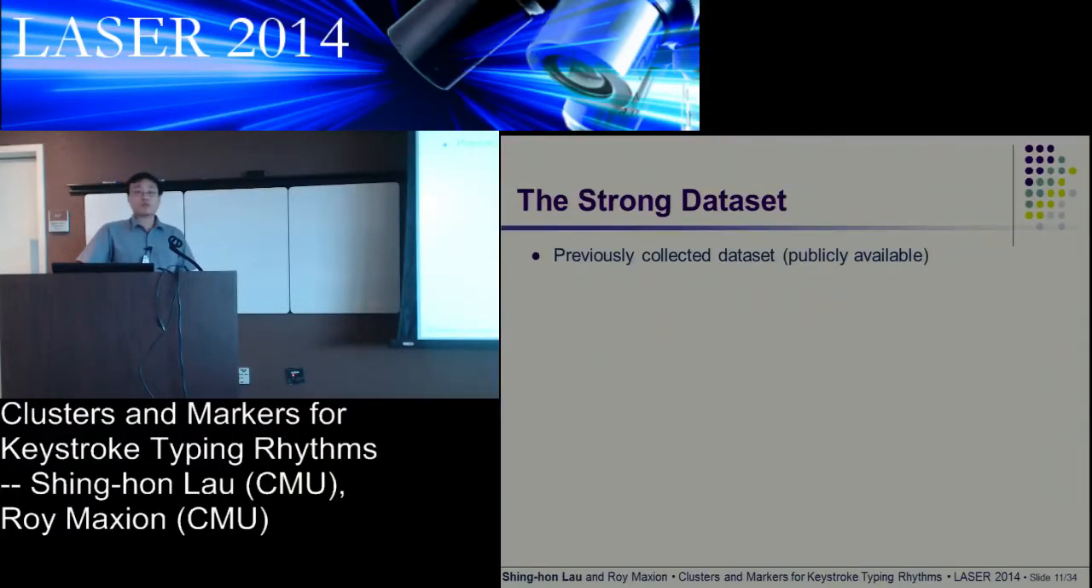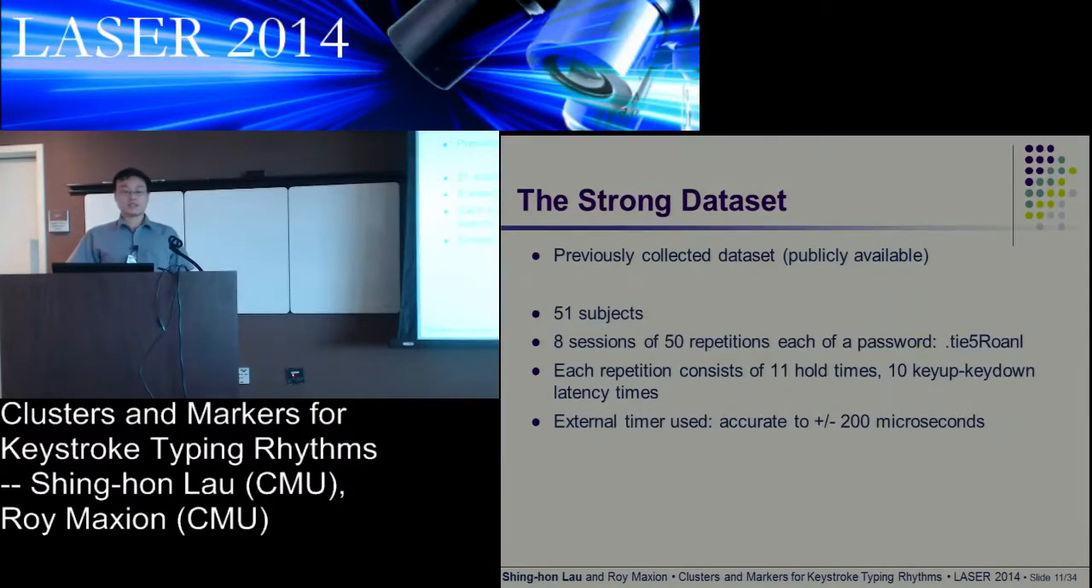For this work, we decided to use the Strong data set, a previously collected data set that is publicly available. It consists of 51 subjects, each of whom provided 400 repetitions of a password, done in 8 sessions of 50 repetitions each. The password, which is intended to mimic a strong password, and hence the data set's name, is period, t, i, e, 5, capital R, o, a, n, l, followed by the return key.